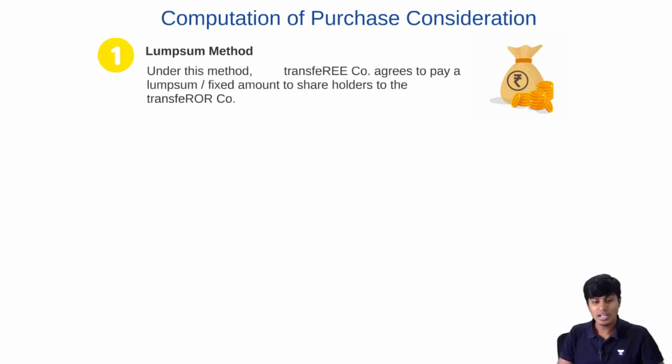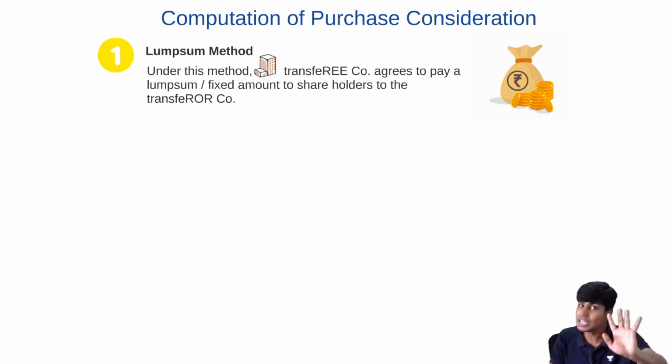Under this method, the transferee company agrees to pay a lump sum or fixed amount to shareholders of the transferor company. It need not be in cash, but the lump sum amount is told to us, and this money is to be paid by the transferee company. Got that, guys?